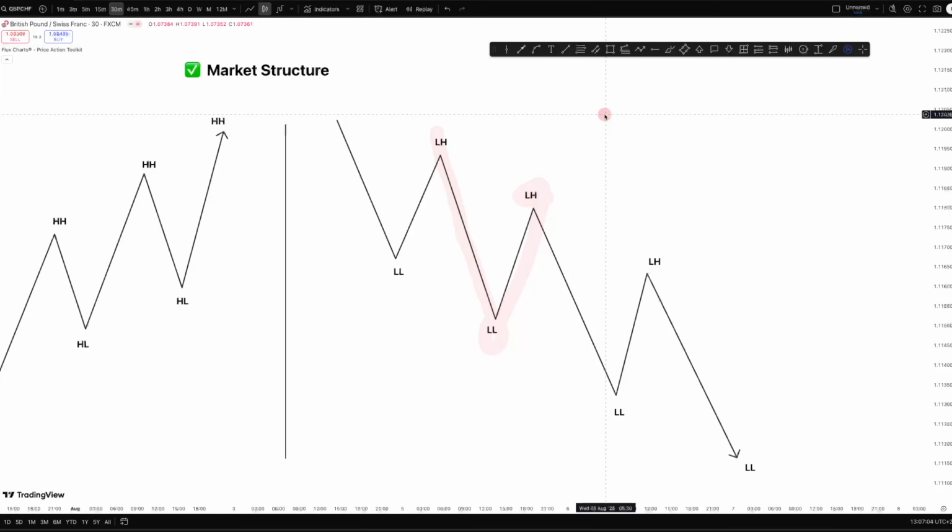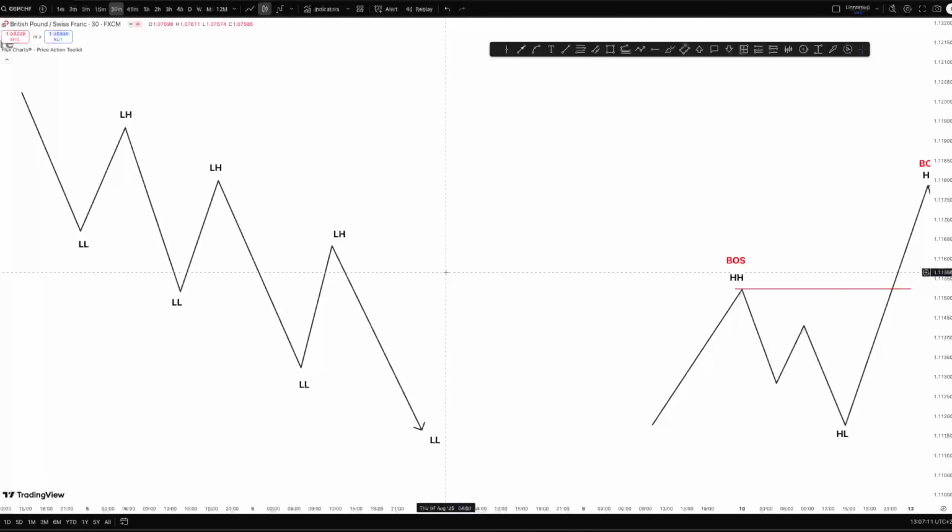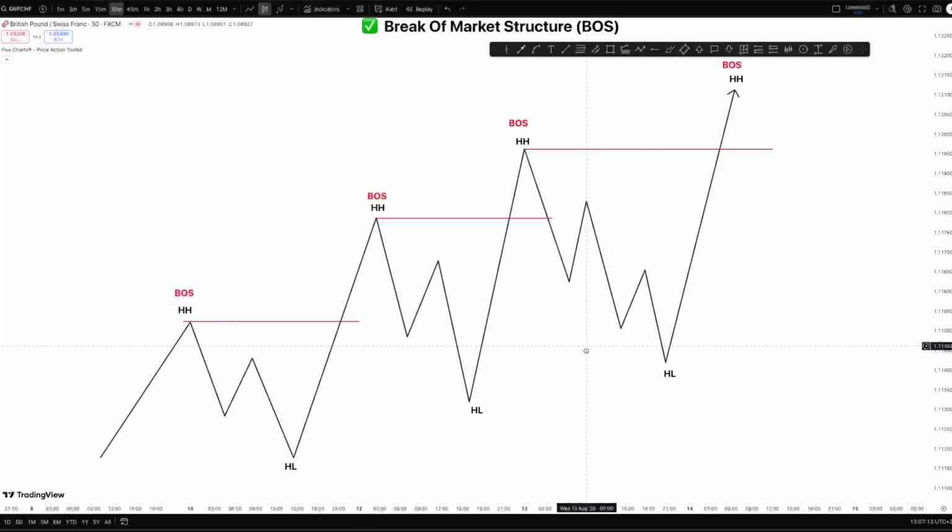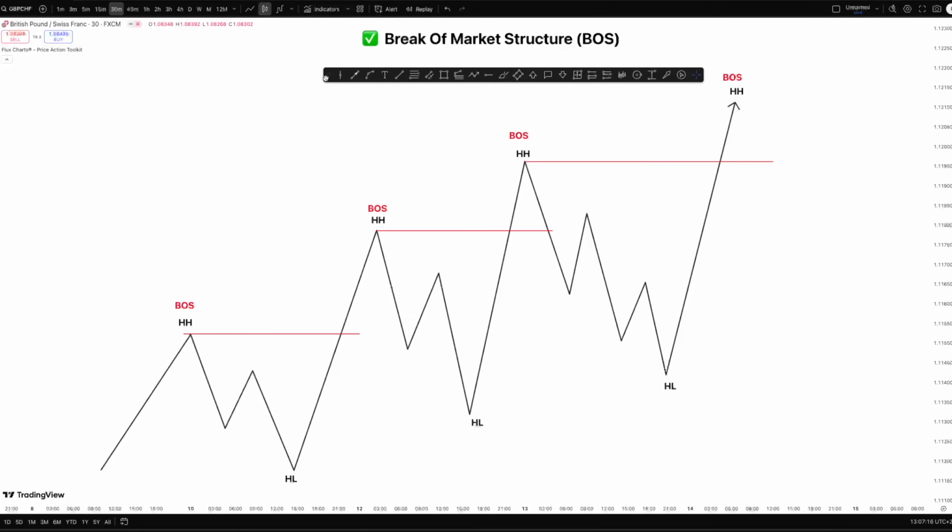But that's not all here. The market doesn't really move in this kind of manner, because we will have some corrections in between. This is where break of market structure comes in. We have a higher high, we have a higher high over here, and then we have a correction which creates a higher low.